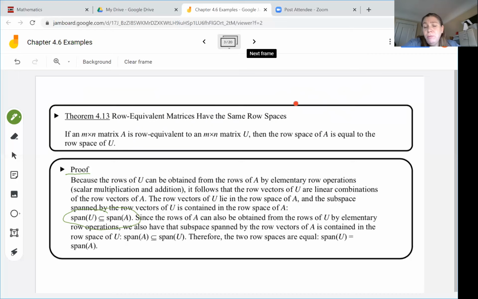Since the rows of A can also be obtained from the rows of U by elementary row operations, right, you could definitely go backwards, the opposite row operations, and go back from U to A. We also have that the subspace spanned by the row vectors of A is contained in the row space of U. So we can also say that the span of A is contained in the span of U. Because we have containment in both directions, and the containment can also be equality, by the way, our containment symbol here has the possibility of being equal, the conclusion we make is that the two row spaces must be equal. Span of U equals span of A.